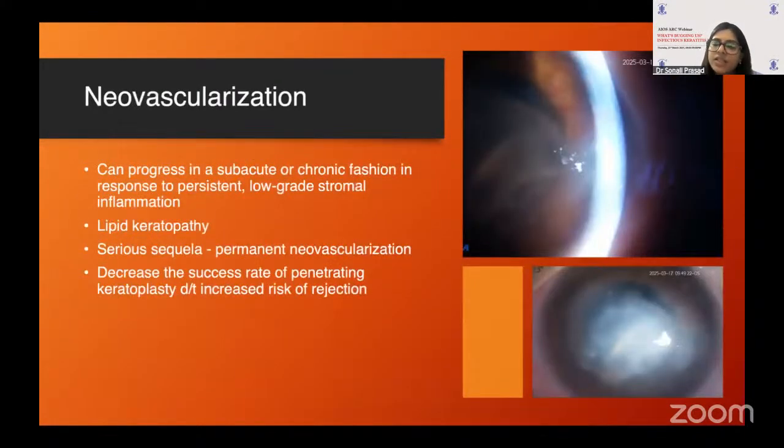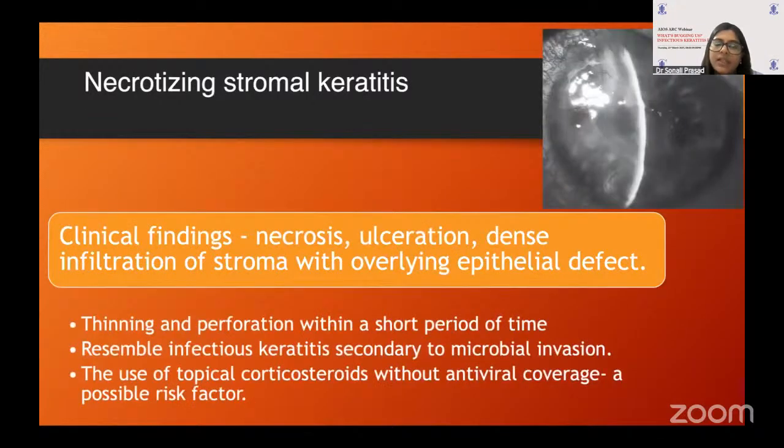Neovascularization again can give a clue of previous recurrent viral infections, and these can progress in a subacute or chronic fashion, can be sectoral or 360-degree, and mostly these neovascularizations do affect the survival rates of penetrating keratoplasties. The grave variant is necrotizing stromal keratitis, which is associated with ulceration and dense infiltration. Even though these cases are very difficult to differentiate from microbial keratitis, a lot of the time, even after thorough treatment, they end up in thinning and perforation.